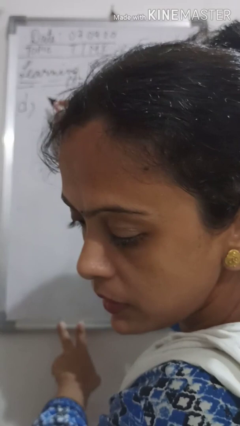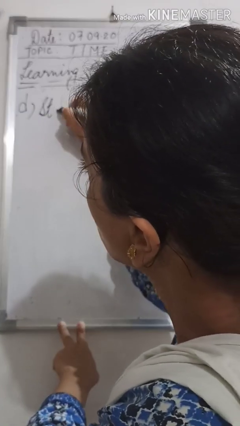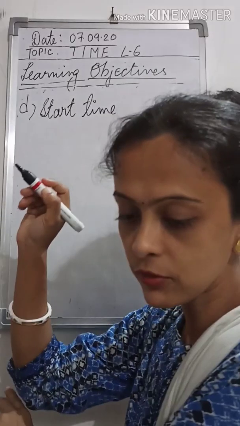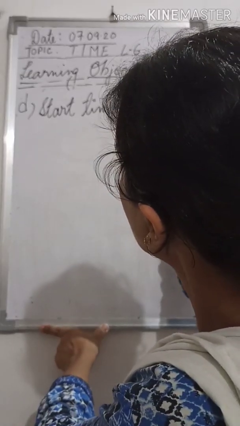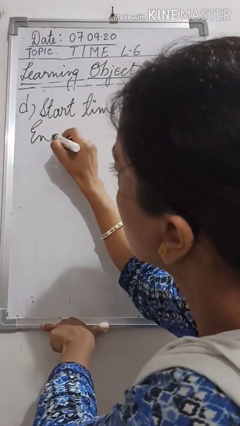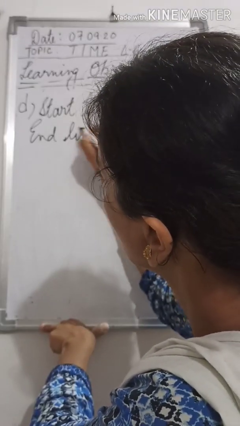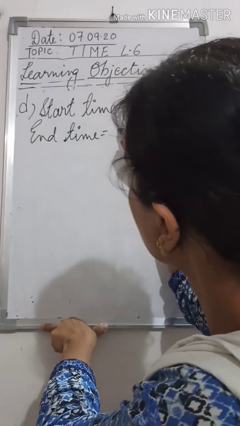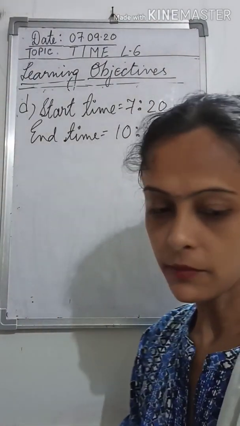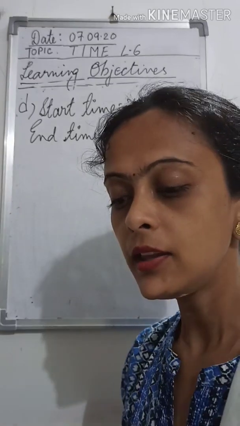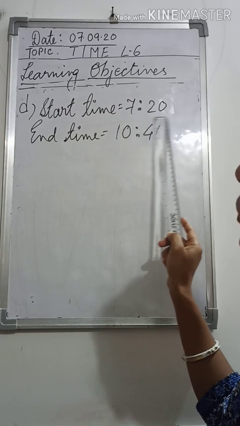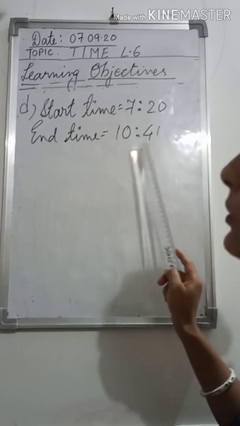Let me see question number D. This was also your homework, that means you were asked to do it for the classwork. The starting time is given as 7:20, and your end time is given as 10:41. Again, the same thing in the question: since it says it is a 24-hour clock time, this is also a 24-hour clock, and this is also a 24-hour clock.